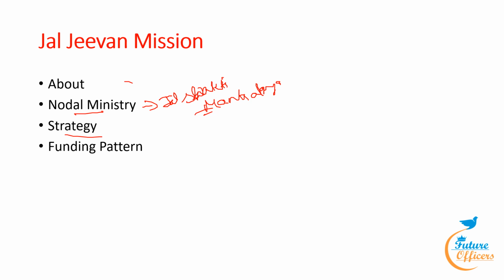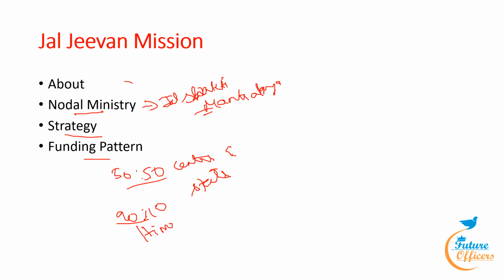across the country. The funding pattern is 50 to 50 between center and states, 90 to 10 for Himalayan and northeastern states. In case of union territories, 100% funding is provided by the central government. So that's all from this topic.